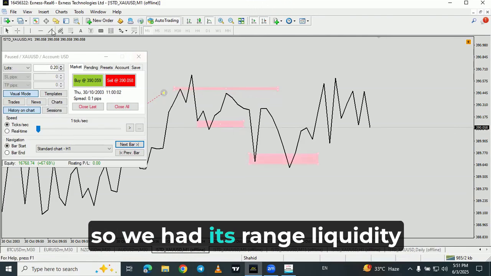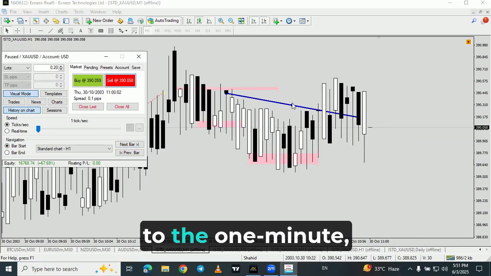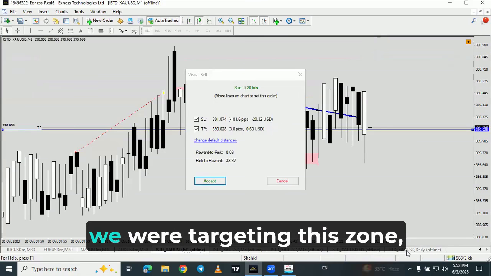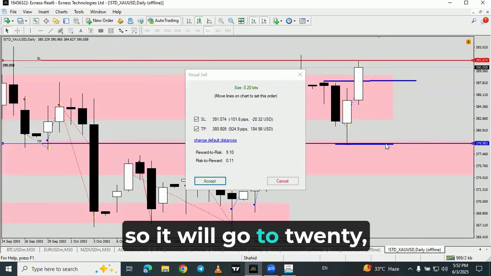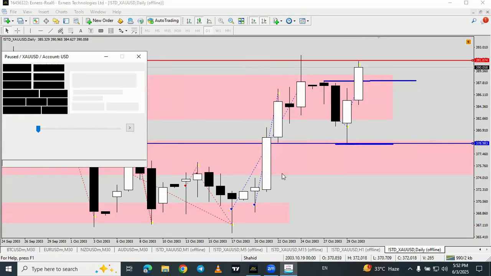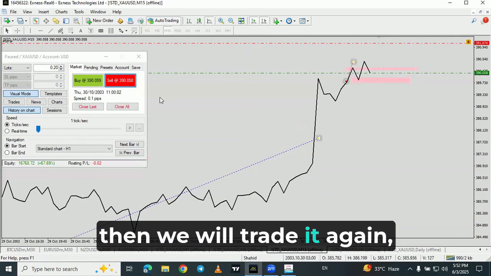So we had its range liquidity according to the 1 minute. So if we sell it again according to the 1 minute, our sell will be the same, which will be at $20. And after that, we were targeting this zone. So it will go to 20, 21, no issue. If it happens, then we will trade it again, no issue.